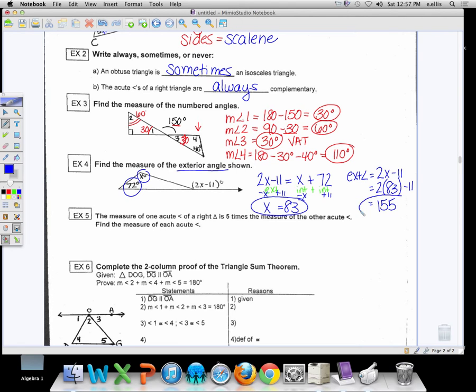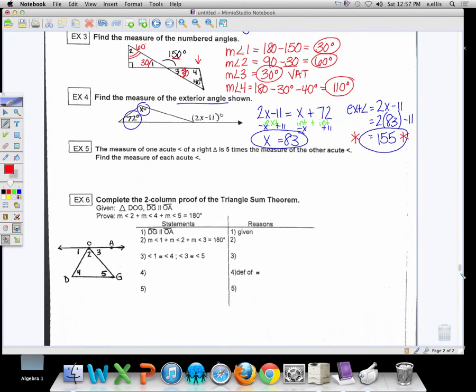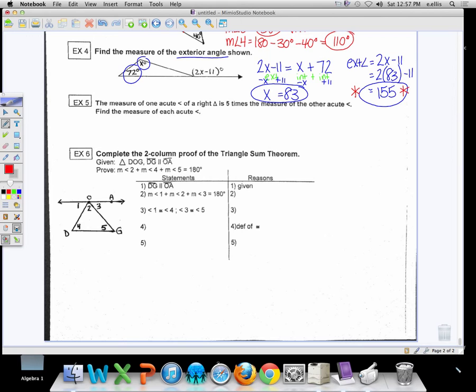Well, we just found x to be 83. And if you do 2 times 83, then minus 11, if you're fancy, you can do it all on your calculator at once. You get 155 degrees. And that right there, I'll put little red stars next to it, that is your final answer. Be really careful on those that you plug it back in to find the actual whole angle measure. All right. We'll keep moving here.